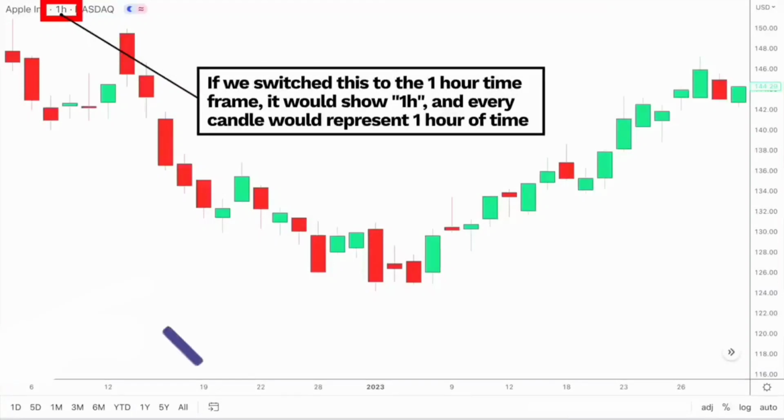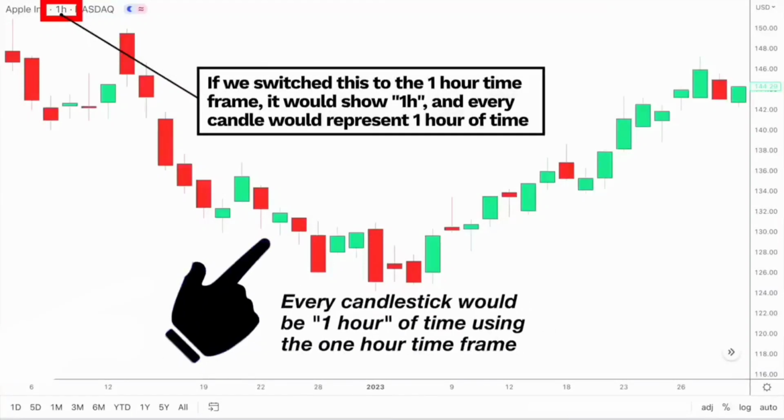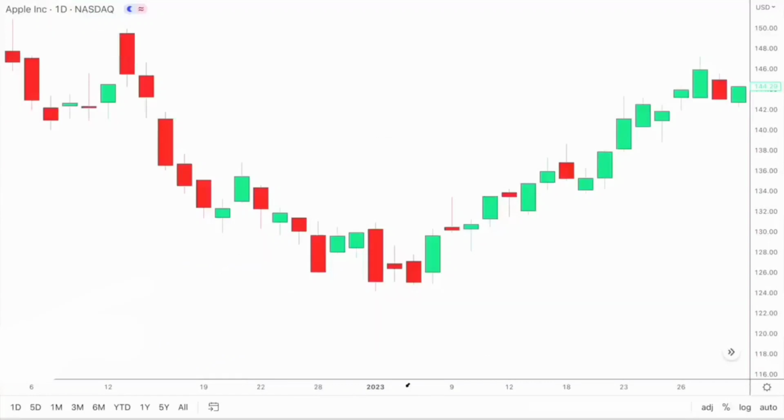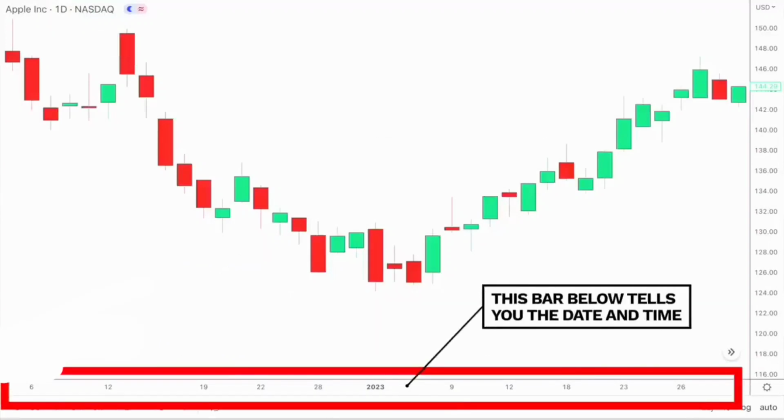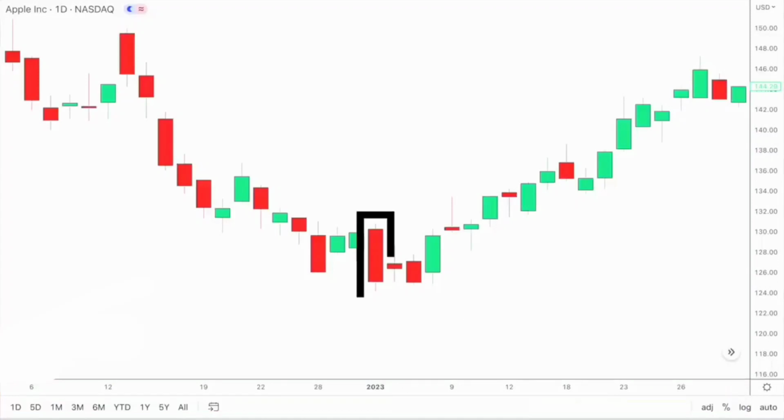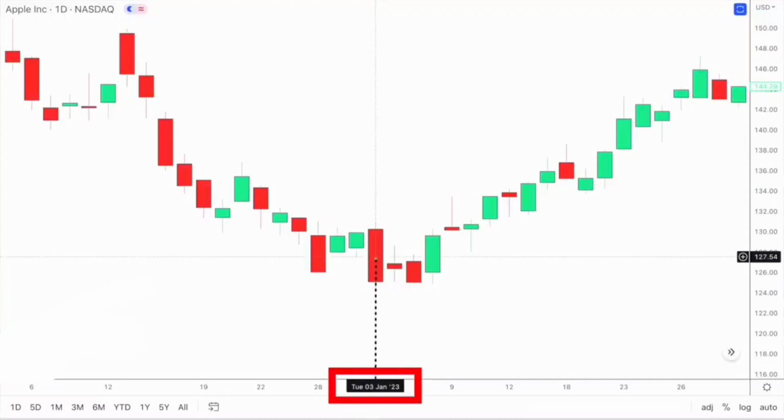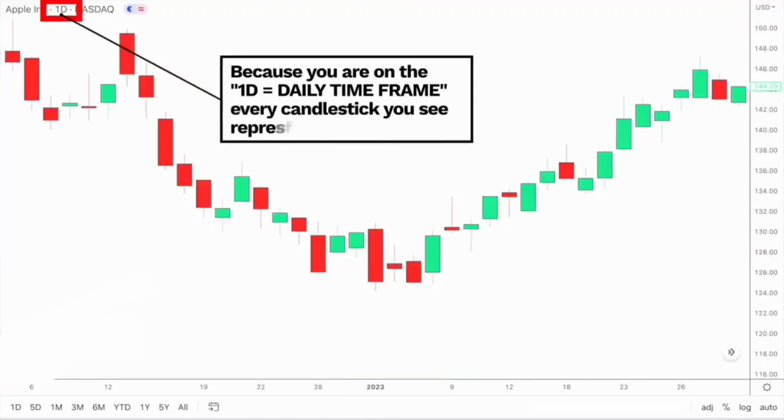If you were to switch to the 1 hour time frame, each candlestick on the screen would represent 1 hour of time. The bar below tells you the date and time. If you take your mouse and place it on top of the candlestick here, you'll see the dotted line connecting the candle to the scale below, which shows the date as January 3rd. If you move your mouse one candle to the right, you'll see 1 day later, which is January 4th, because you are on the daily time frame where each candle represents 1 day of time.